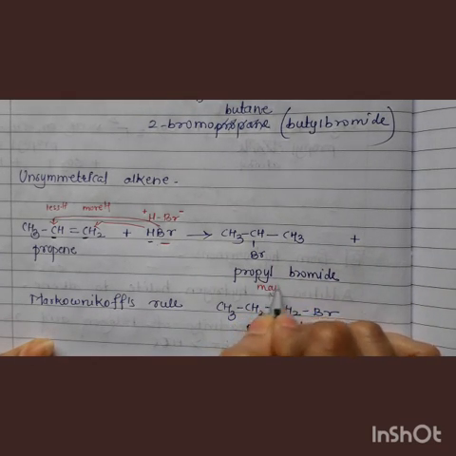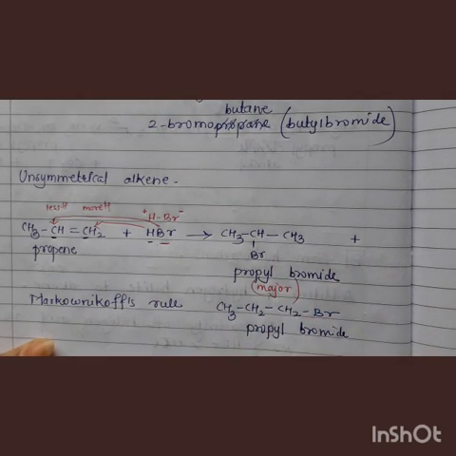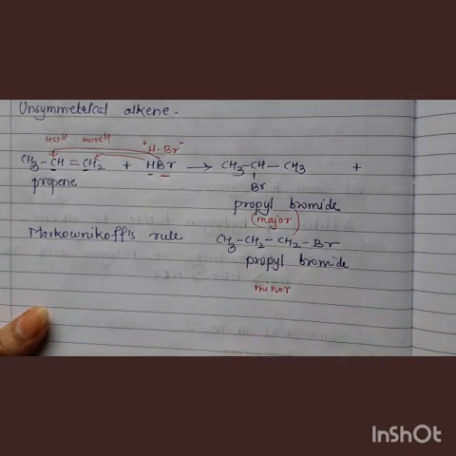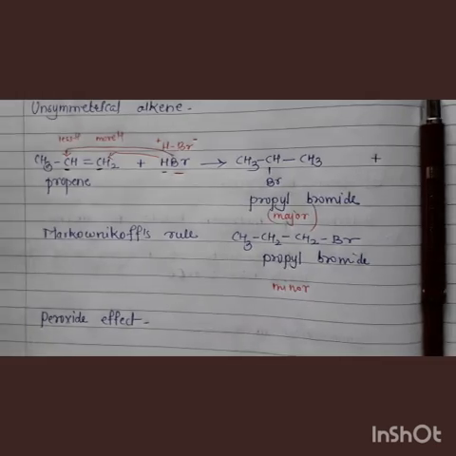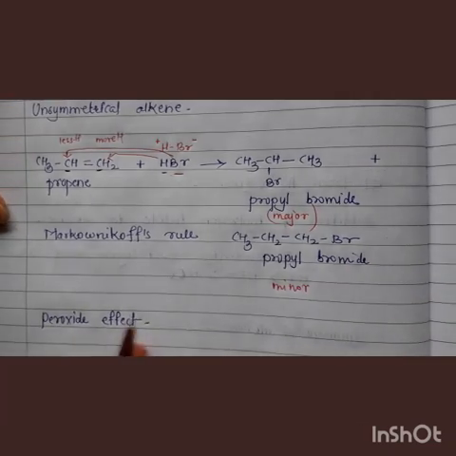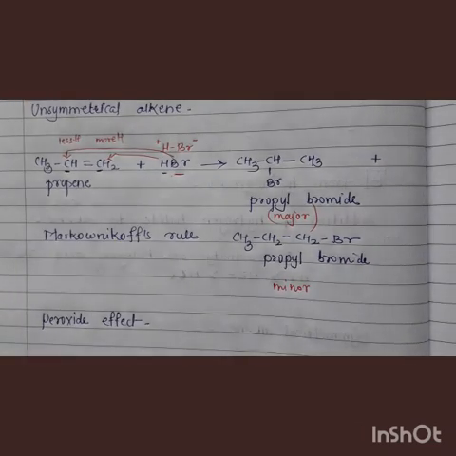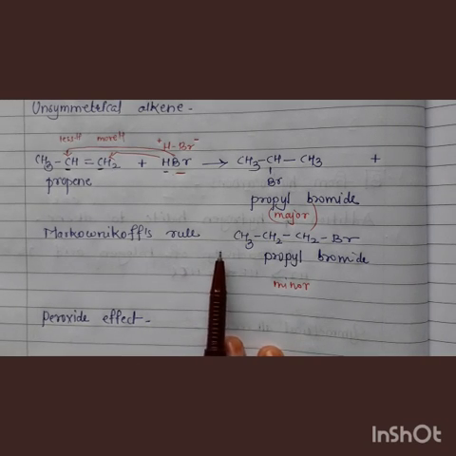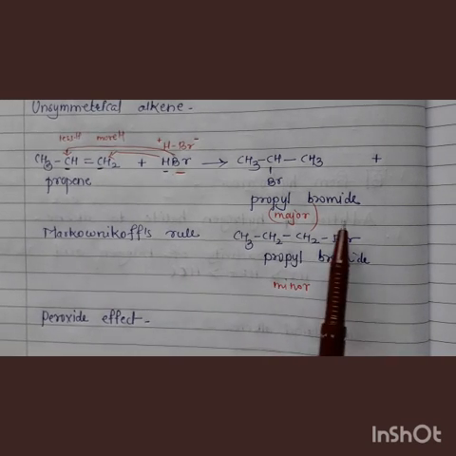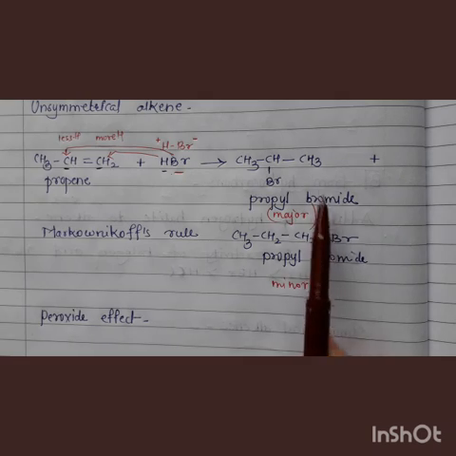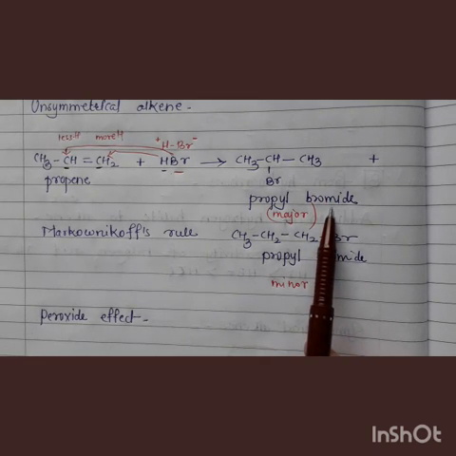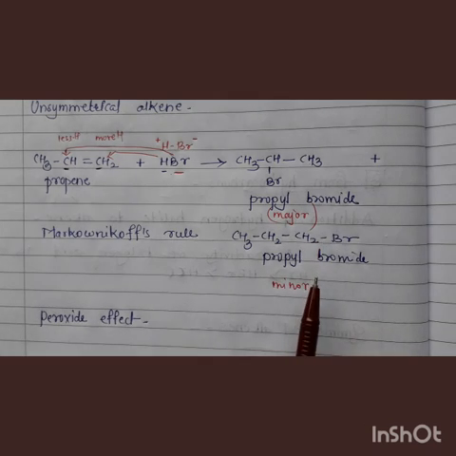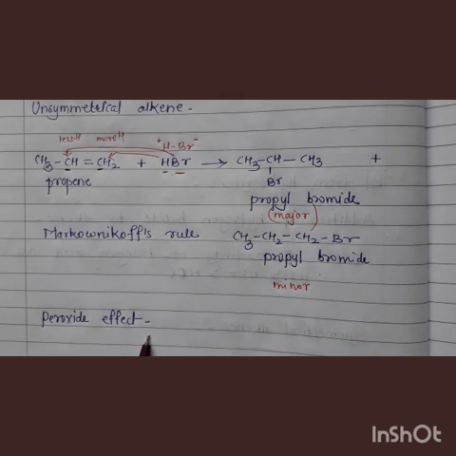This first one is major product and this one is minor product. Now let us see what is meant by peroxide effect. In this reaction we have seen that the product formed according to Markovnikov's rule is the major product. This product is formed by using Markovnikov's rule, so it is considered the major product and this is the minor product. Now what is peroxide effect?